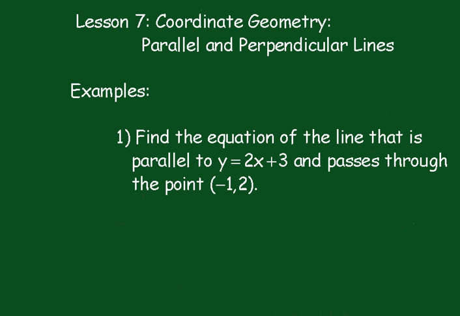Now here are some examples. Example 1: find the equation of the line that is parallel to y equals 2x plus 3 and passes through the point -1, 2. Now because this one has the same gradient, we'll be able to form y equals 2x plus some constant k. Now we know the point -1, 2 lies on this line, so we can say that 2 equals -1 times 2 is -2 plus k, which implies that k is equal to 4. Therefore the equation of the line is y equals 2x plus 4.